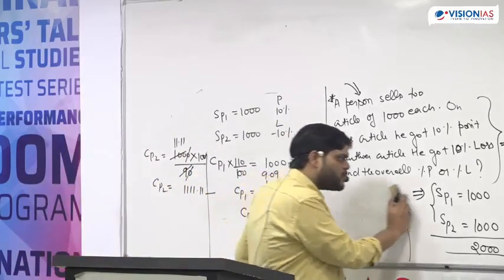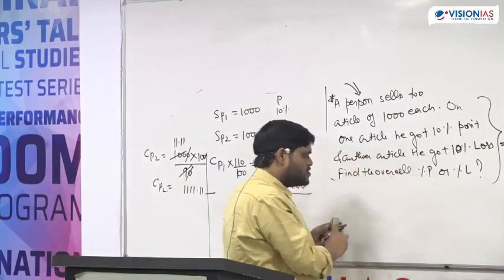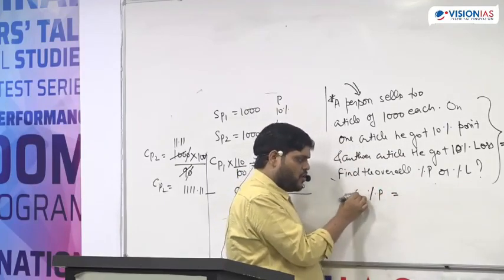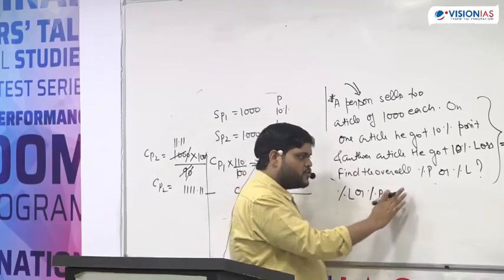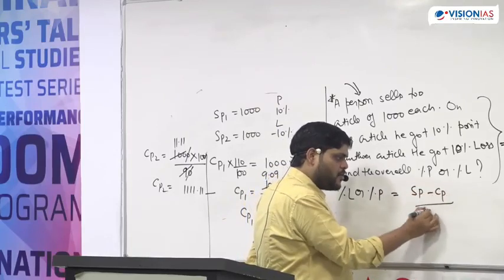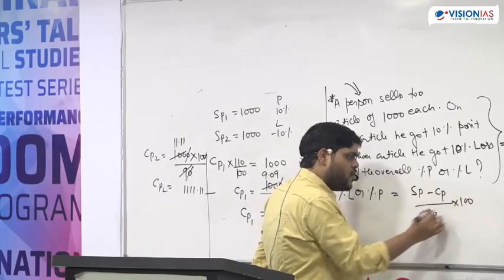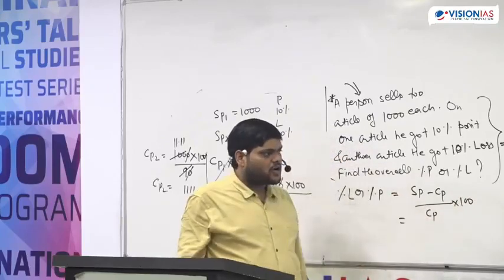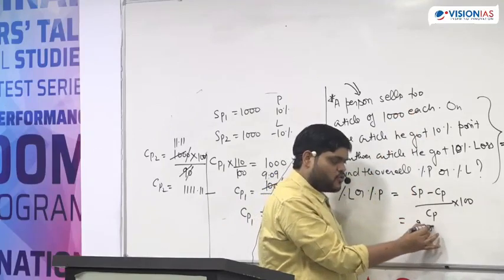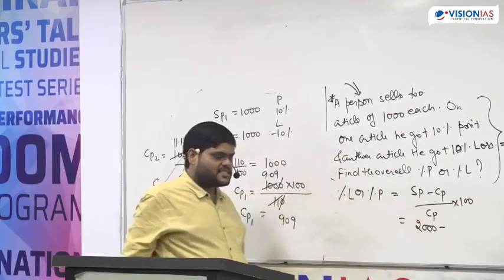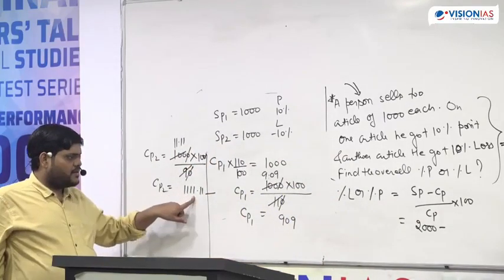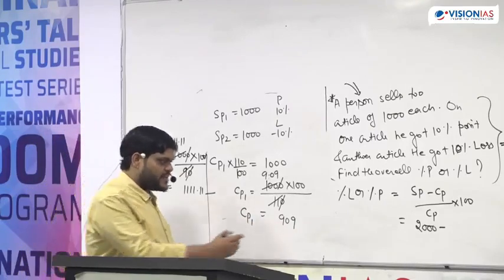Now what we have to find out? The overall percent of profit or overall percent of loss. So how to find out? The overall percent of profit or percent of loss is equal to SP minus CP upon CP into 100. What is overall SP? Overall SP is equal to 2000, 1000 and 1000 for 2 articles. So overall SP is equal to 2000 minus what is overall CP? 1111 plus 909. So we can add these two values.